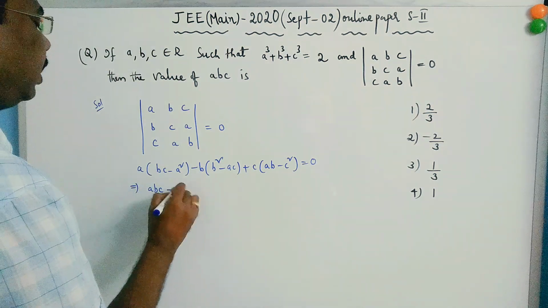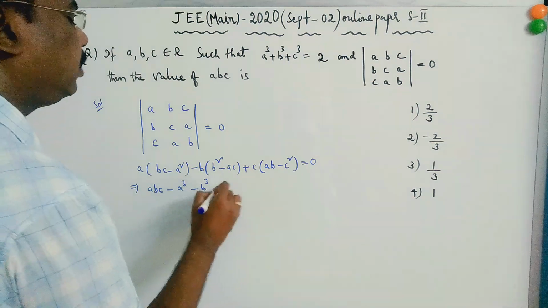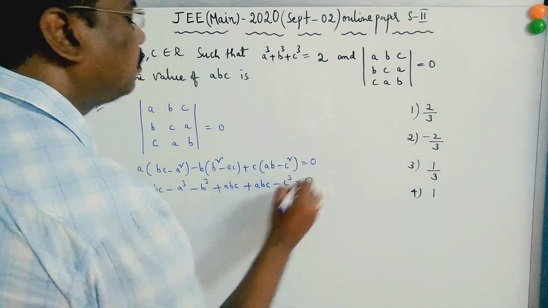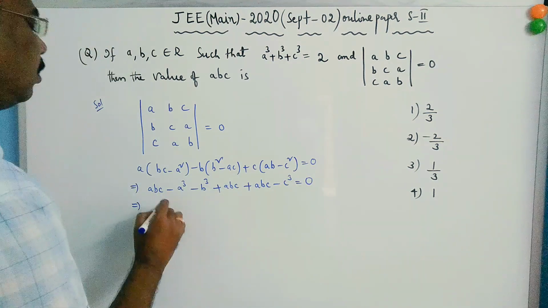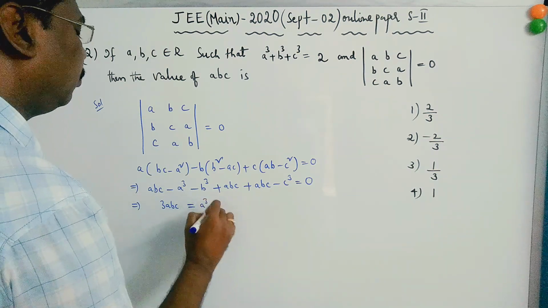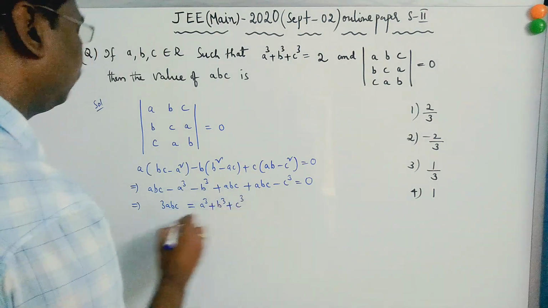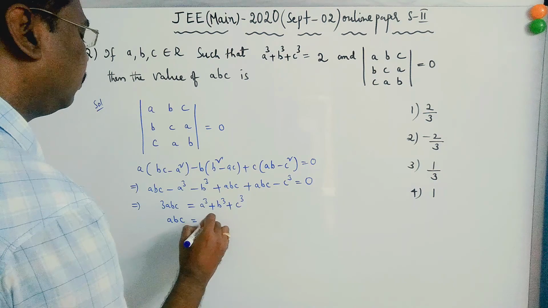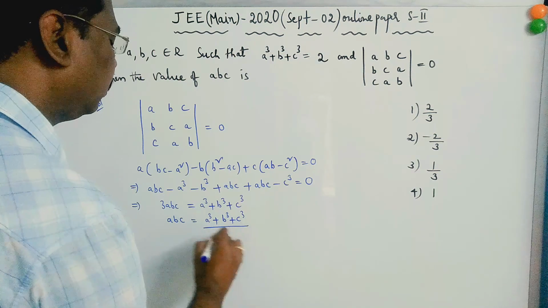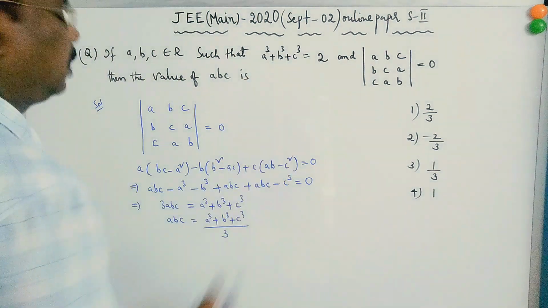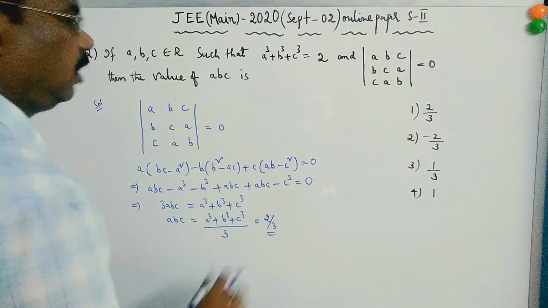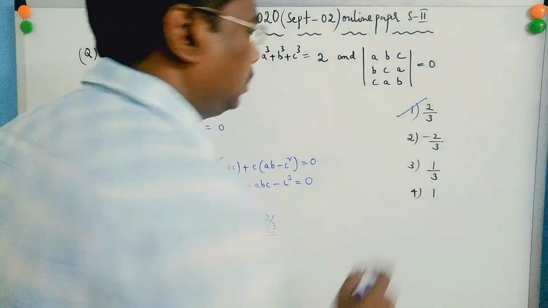Okay, now abc minus a cube minus b cube plus abc plus abc minus c cube equal to 0. Okay, now 3abc is equal to a cube plus b cube plus c cube. Now abc is equal to a cube plus b cube plus c cube by 3. Now here a cube plus b cube plus c cube value is 2, so it is 2 by 3. Therefore abc value is 2 by 3. Option 1 is the correct one.